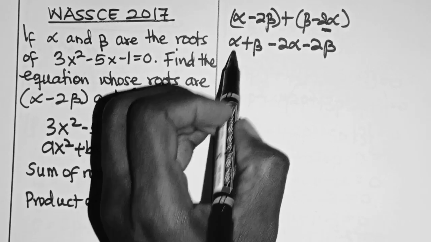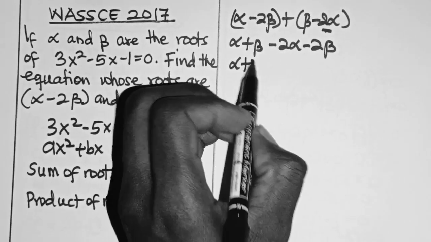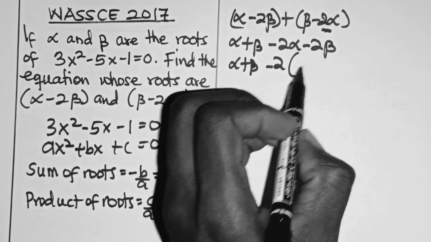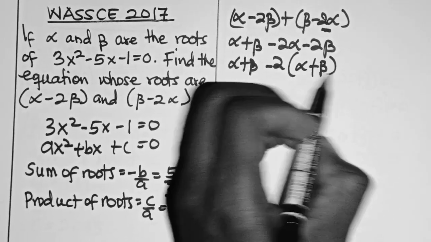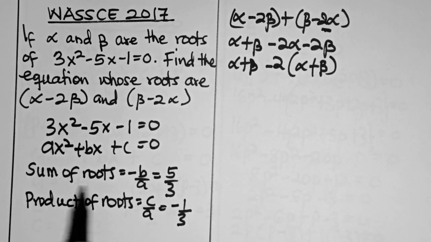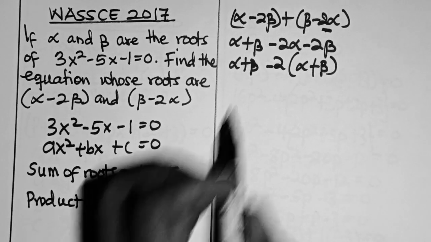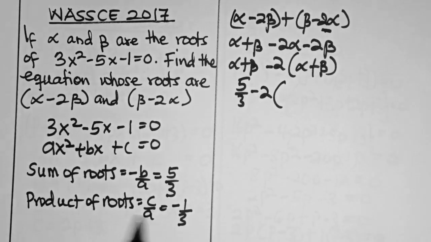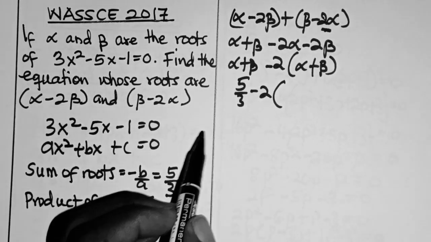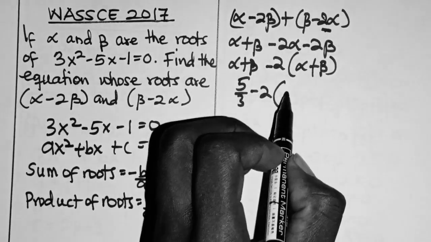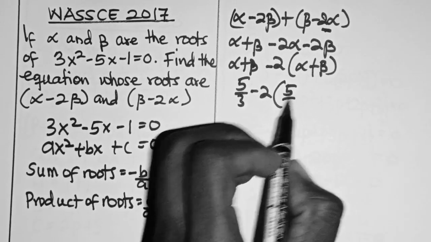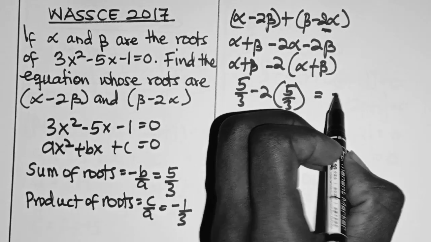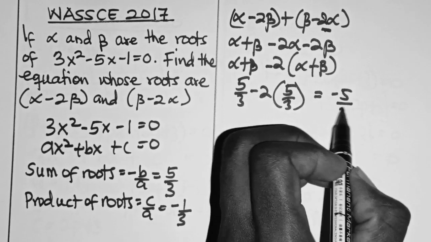So if we rewrite it, this becomes alpha plus beta, then minus, we are factorizing 2 out, we are left with alpha plus beta. But we know that alpha plus beta is the sum of the roots, which is 5 over 3, minus 2 times alpha plus beta, which is still 5 over 3. So 2 times 5 over 3. And then this is equal to minus 5 over 3.